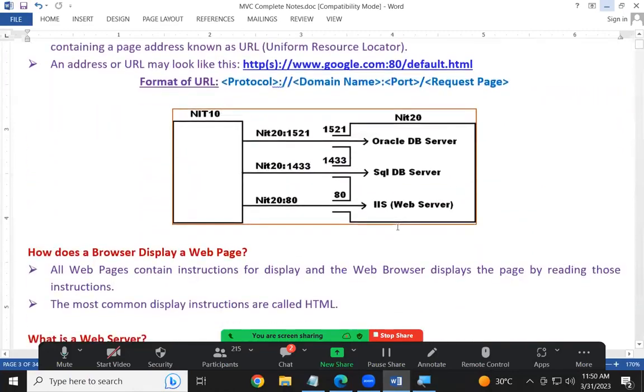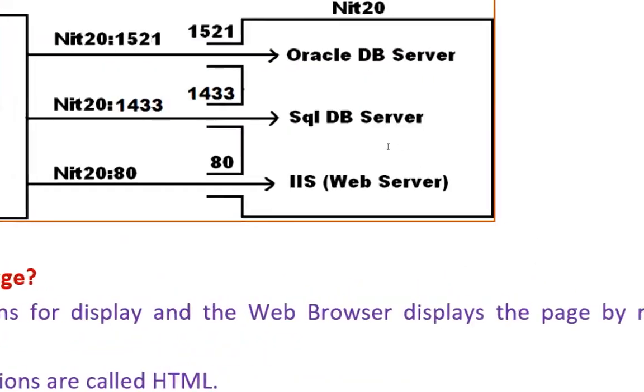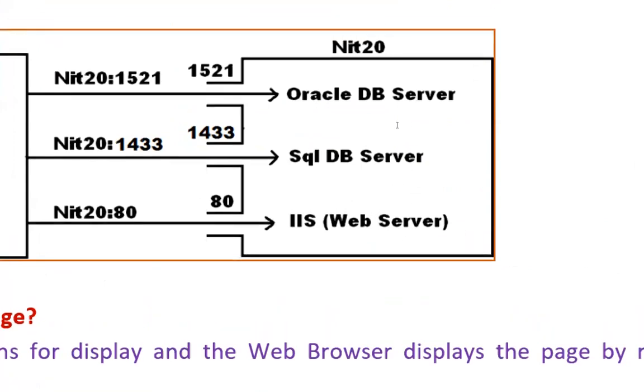On my computer, I installed Oracle. This runs on port number 1521. I installed SQL Server. This runs on port number 1433. I installed an IIS web server. This runs on port number 80. Now see, all three are running on the same server.